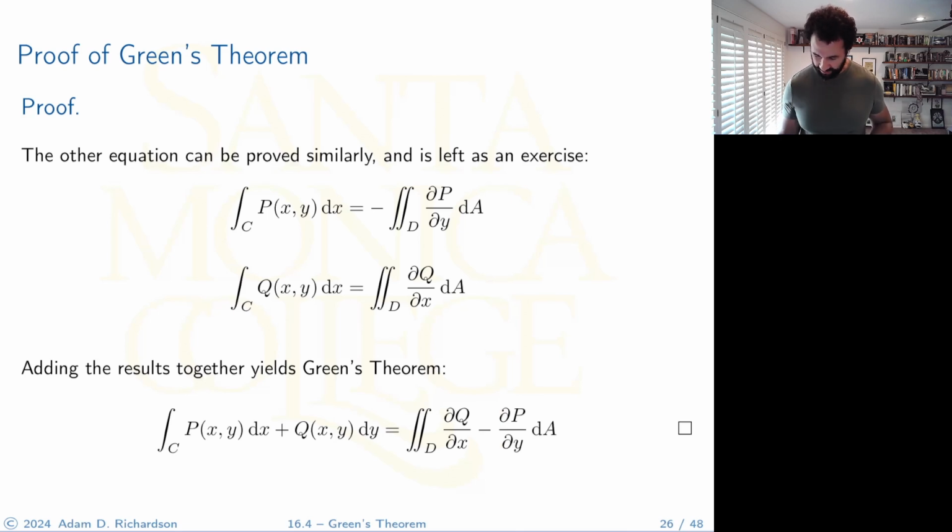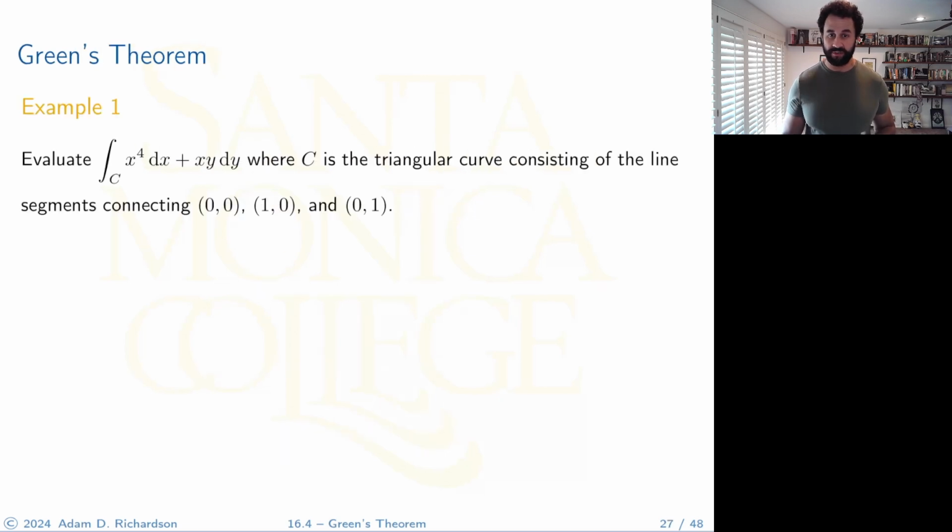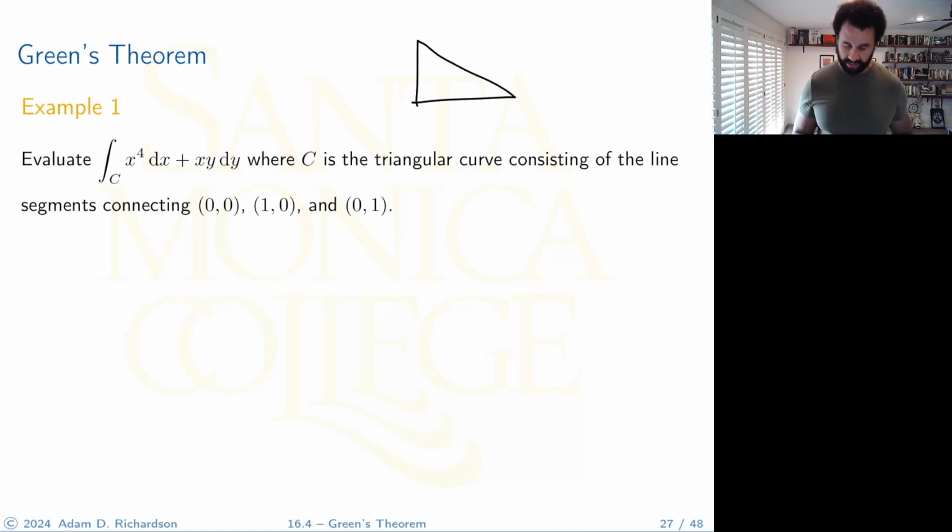Okay. All right. Now, let's do a couple examples. Here we go. So here, I do want you to try this one. I'll give you a little hint before we start. Evaluate this line integral where C is the triangular curve consisting of the line segments connecting (0,0), (1,0), and (0,1). So it's a triangular region that looks like this. So compute the line integral over this, right?